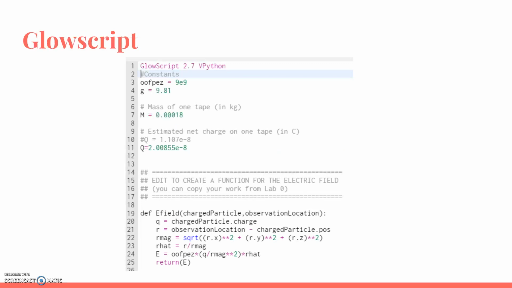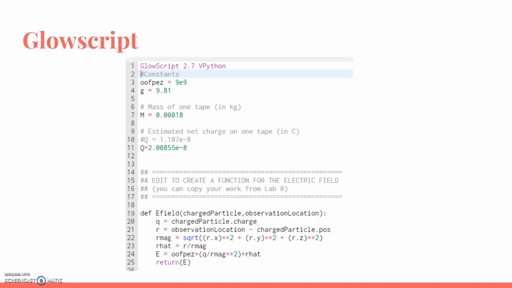To go into the GlowScript, this is how I created the visual effect of the line charges of the tapes acting on each other, as well as the vectors of gravity and electrical force acting on the tape. So this first slide shows all of the constants that I used in the code, including Coulomb's constant, the gravity constant, and also the mass of the tape that I measured earlier.